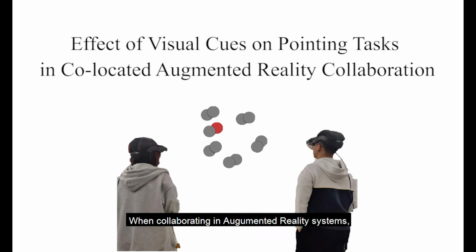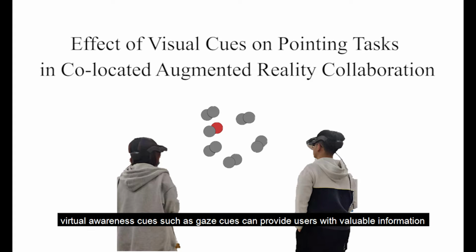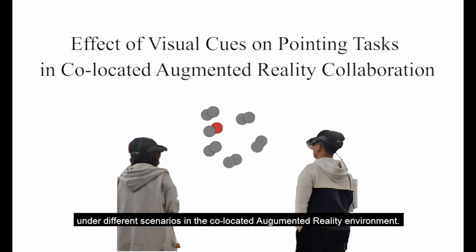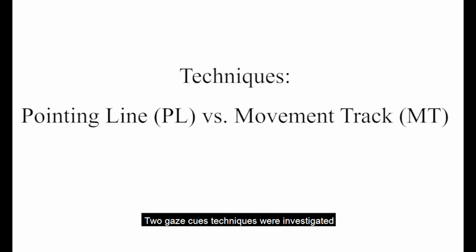When collaborating in augmented reality systems, virtual awareness cues such as gaze cues can provide users with valuable information about their collaborators' attention and actions. In this study, we aim to explore the effect of gaze cues under different scenarios in the co-located augmented reality environment. Two gaze cue techniques were investigated: pointing line and movement track.